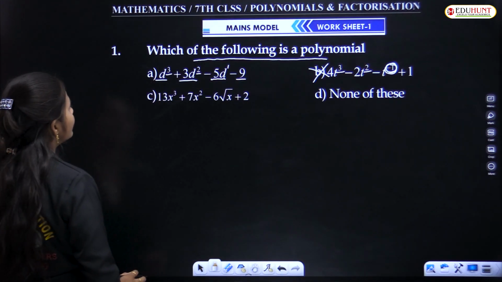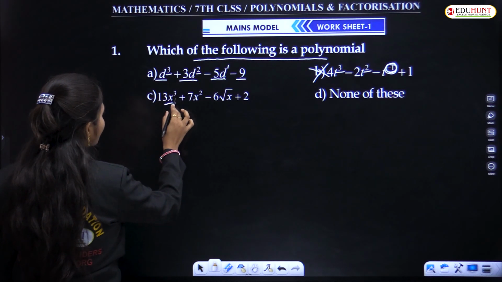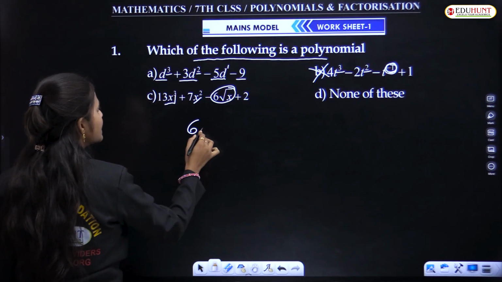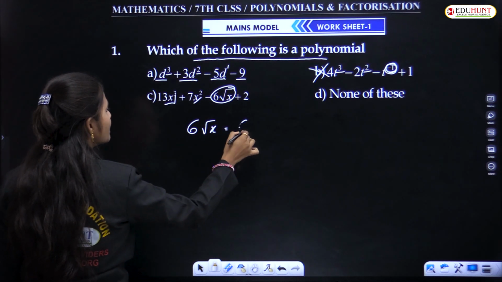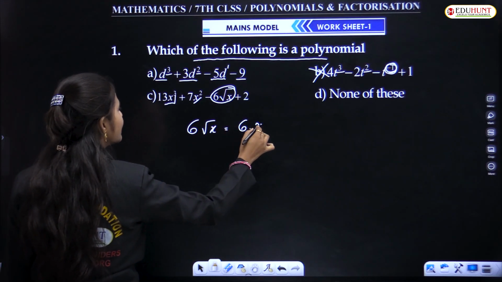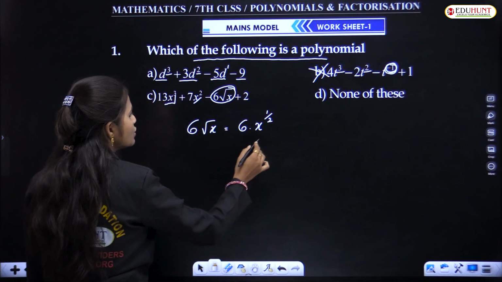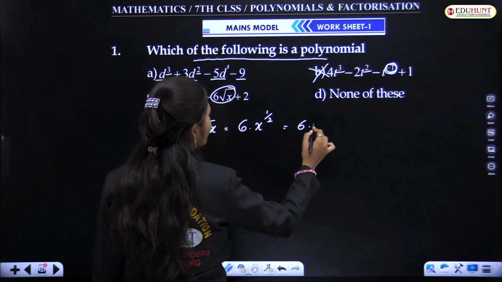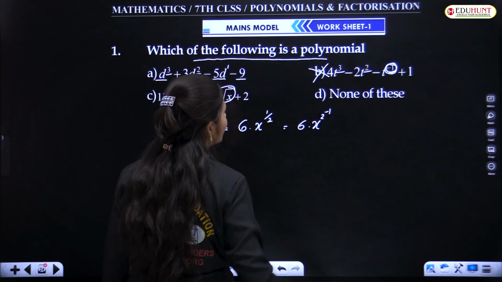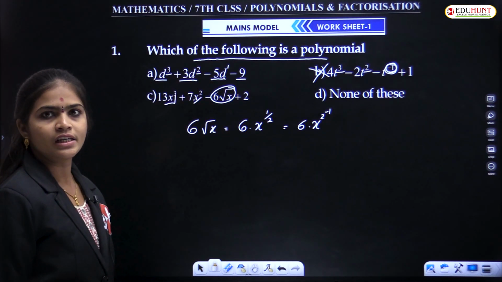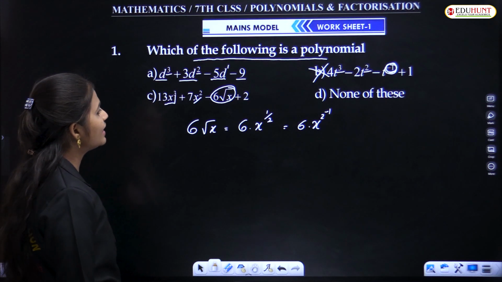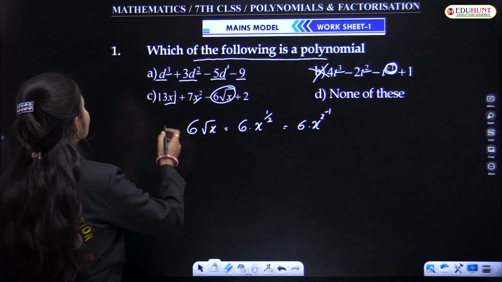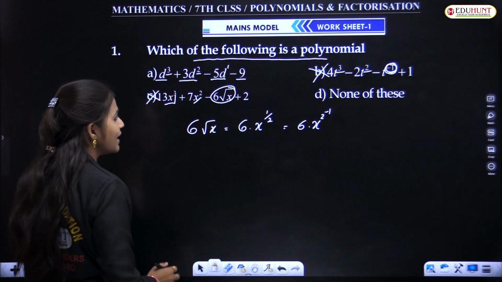Okay, so let us see the third one here. x cube is positive, x square is positive, and when you observe this one, 6 root x, we can write root x as x power 1 by 2, no? So we can write this as 6 into x power 1 by 2. Then x power 1 by 2 can be thought of as the inverse of 2 power minus 1. So again here we can observe negative powers only, no? So that's why this is also not a polynomial, that is a multinomial.